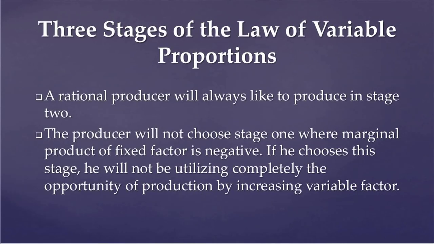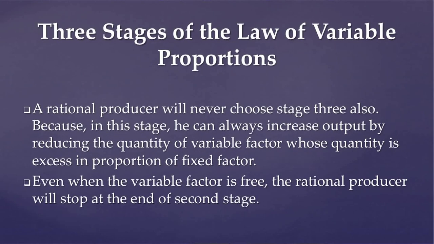Now, out of these 3 stages, a rational producer will always like to produce in stage 2. The producer will not choose stage 1 where marginal product of fixed factor is negative. If he chooses this stage, he will not be utilizing completely the opportunity of production by increasing the variable factor. A rational producer will never choose stage 3 also, because in this stage he can always increase output by reducing the quantity of the variable factor, whose quantity is excess in relation to the fixed factor. Even when the variable factor is free, the rational producer will stop at the end of the second stage.